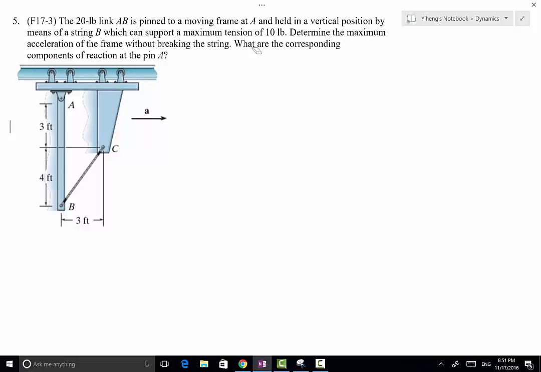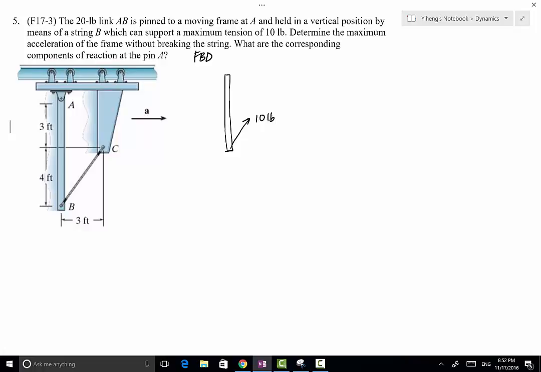So it's the same thing. And we also need to determine the corresponding components of reaction at the pin A. So first, let's draw the free body diagram when the string breaks, because we're looking to solve for that limiting situation. So when the string breaks, the tension force here is known. That's going to be 10 pounds, because we know that the string breaks when the force is 10 pounds.